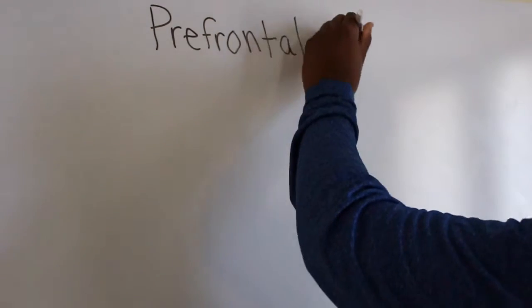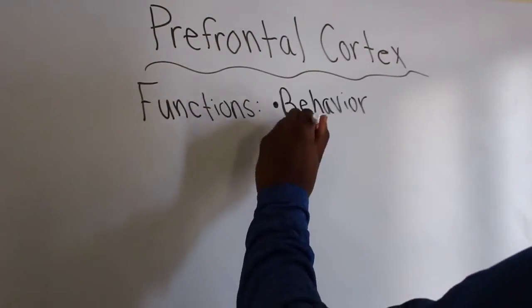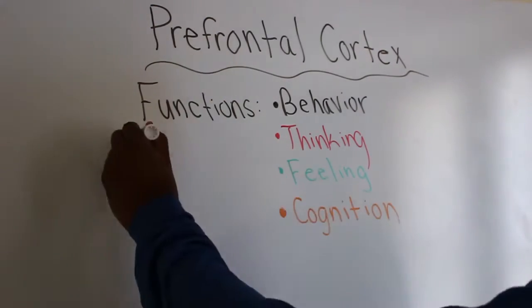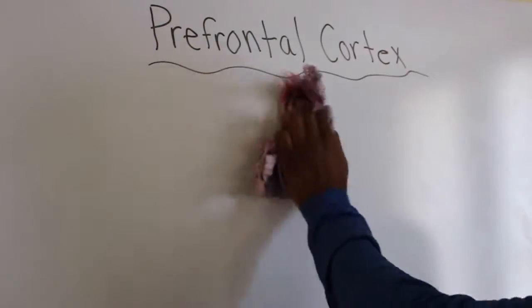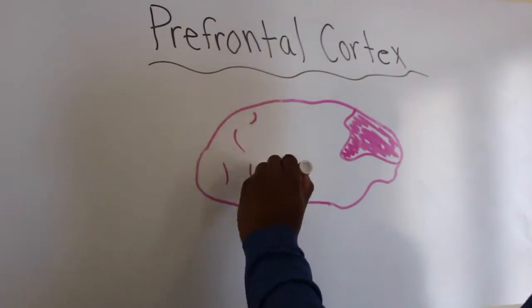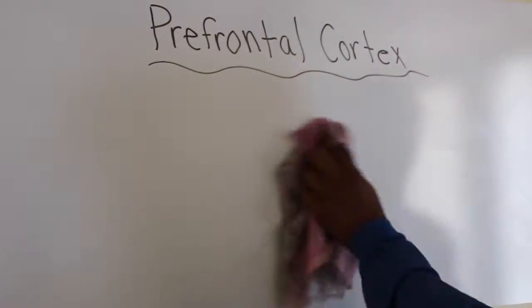Next up, we have the prefrontal cortex. It is responsible for anticipatory, future behavior, thinking, feeling, and perspective cognition. Why is it important? It implicates complex behaviors, decision making, and personality development.